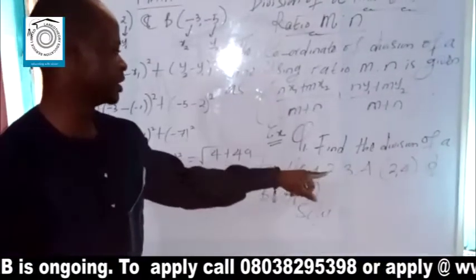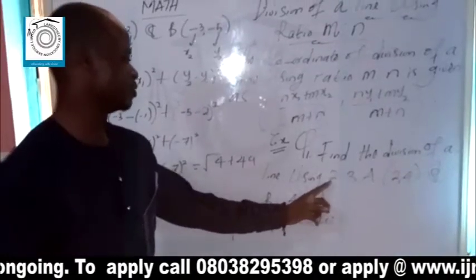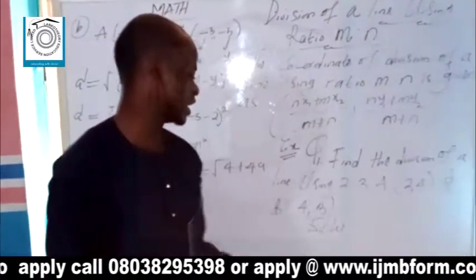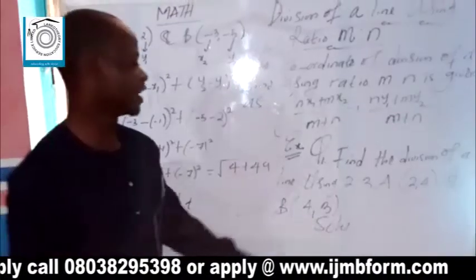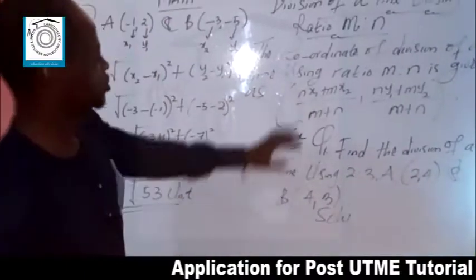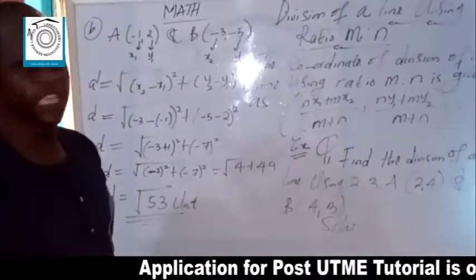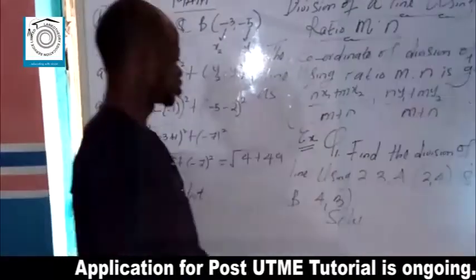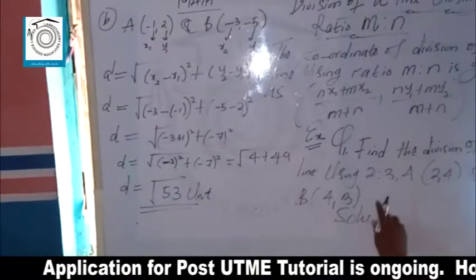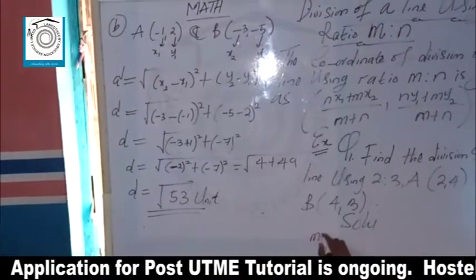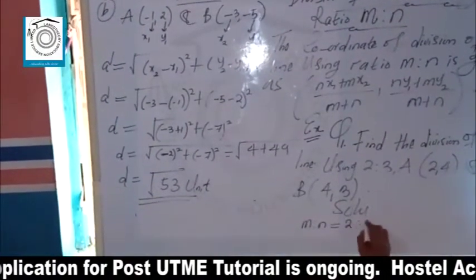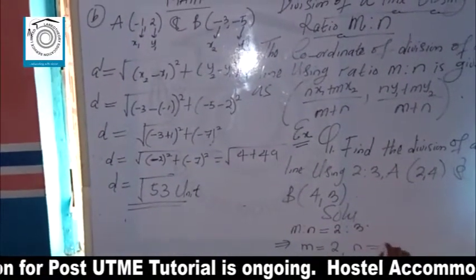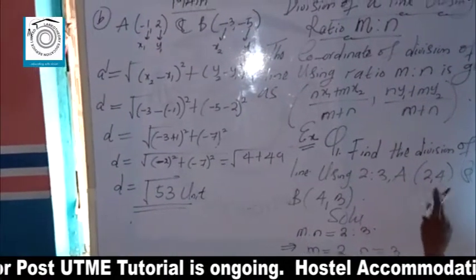So 2 raised to 3 simply means m raised to n. So the value of m will be 2 and the value of n will be 3. And this is the coordinate where you can obtain your x1 and y1 and x2 and y2. Therefore, you will find the coordinate of division of a line. The formula is already written on the board: (nx1 plus mx2) over (m plus n), (ny1 plus my2) over (m plus n). The ratio is 2 raised to 3, that is m raised to n, so the value of m will be 2 and the value of n will be 3.